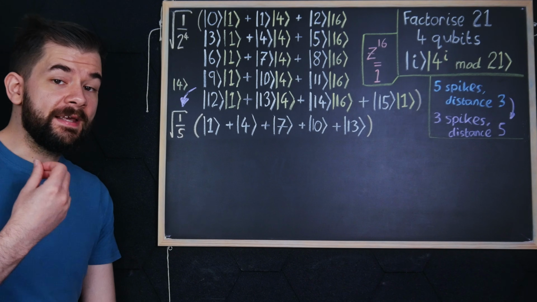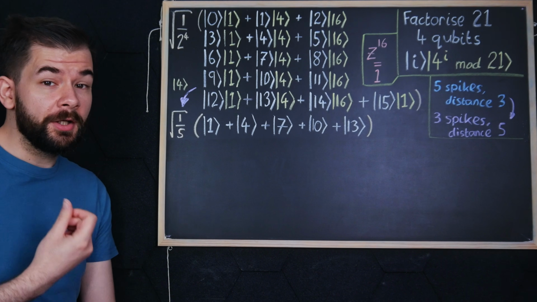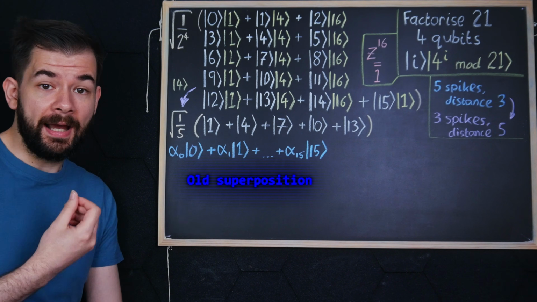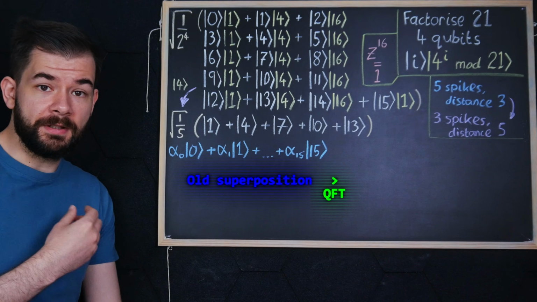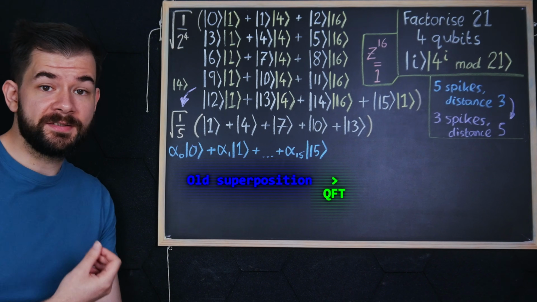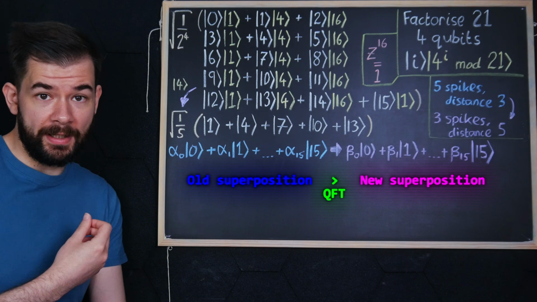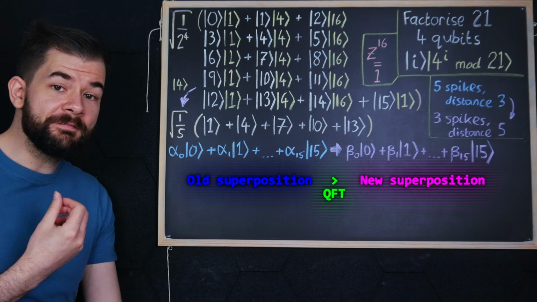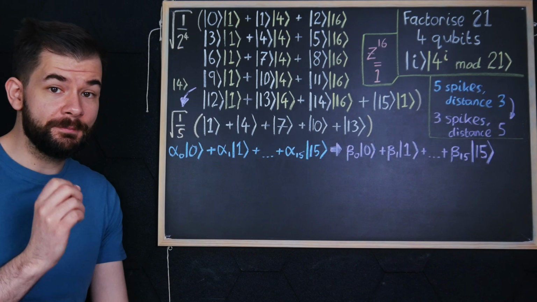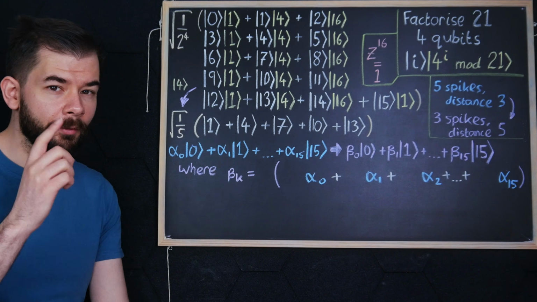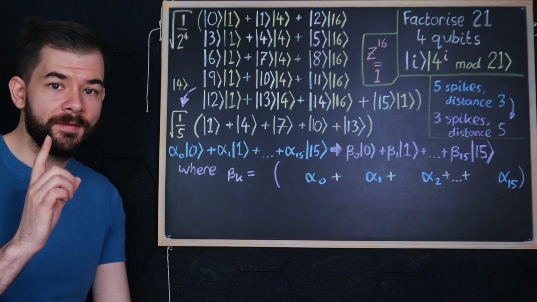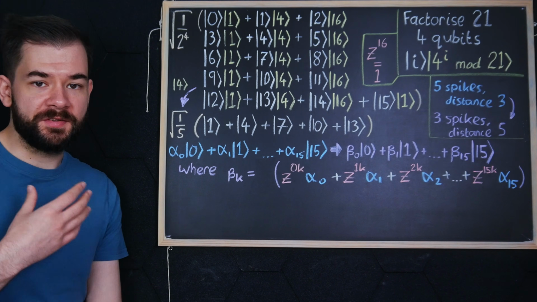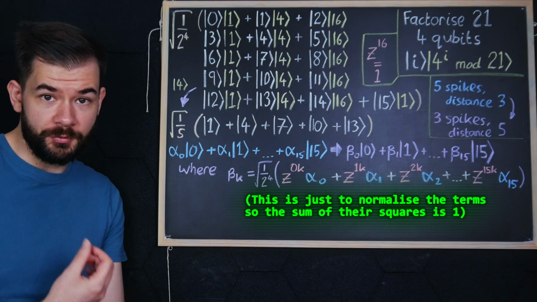So we start with the old superposition, which in general can be written like this, where each alpha i squared is the probability of measuring i. Now, the quantum Fourier transform gives us a new superposition, which I'll write like this, where beta i squared is now the new probability of measuring the number i. And here, a given beta sub k is defined to be the sum of all of the alphas, but where each is scaled by z to the power of alpha's index times k. And for good measure, we times the whole thing by the square root of 1 over 2 to the 4th.